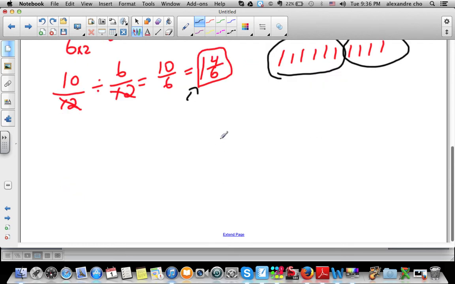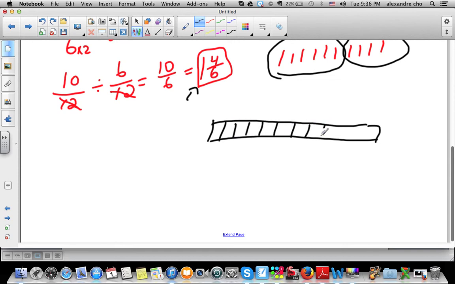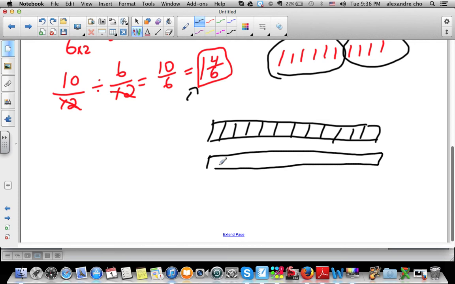Okay, which is exactly the same if you were to use fractions. Let's see if I can do the same thing. I'll do the same, well, not the exact same, but I'll draw 12, and on the top one I have 10 out of 12.